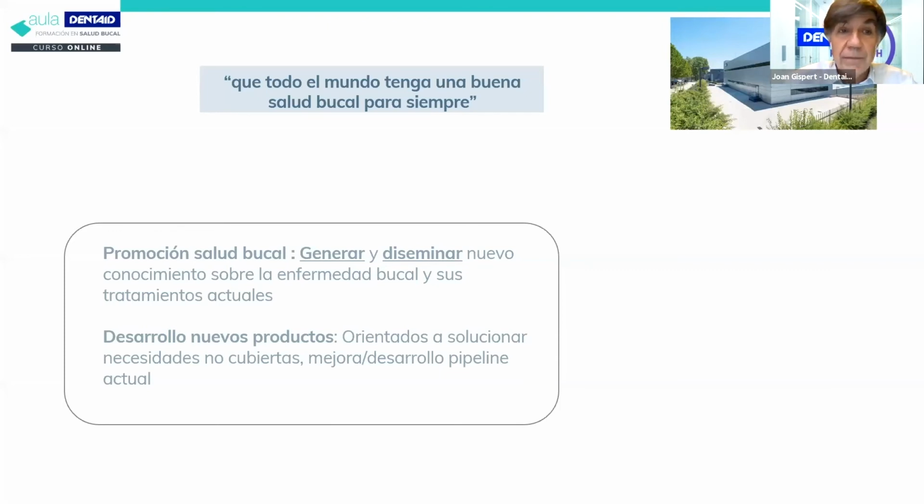In the Dentaid Research Center, we have two goals, two missions, which are as important as one another. Maybe the first one is even more important than the second. The first one is to generate knowledge. The goal of this DRC is to generate new knowledge about oral pathologies, about their origin, and what we can do to avoid their progression.